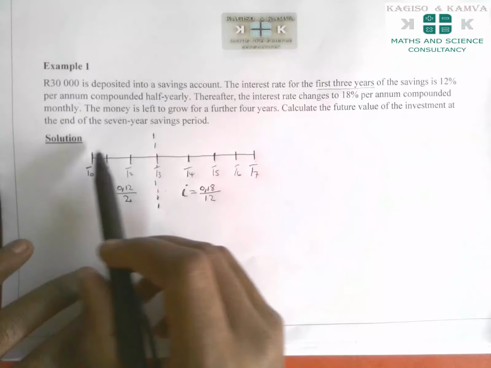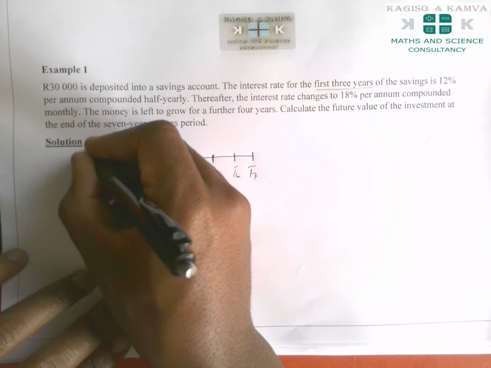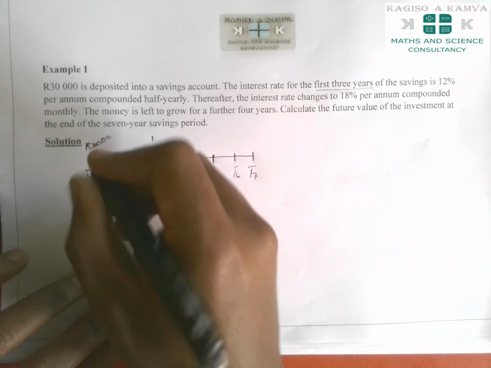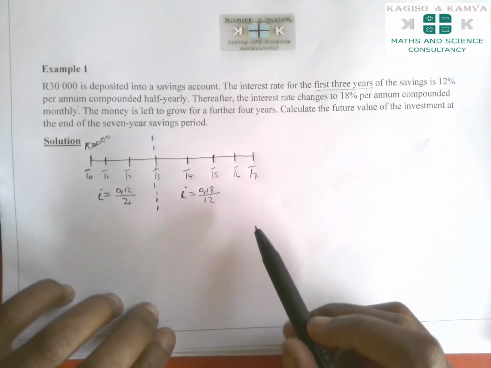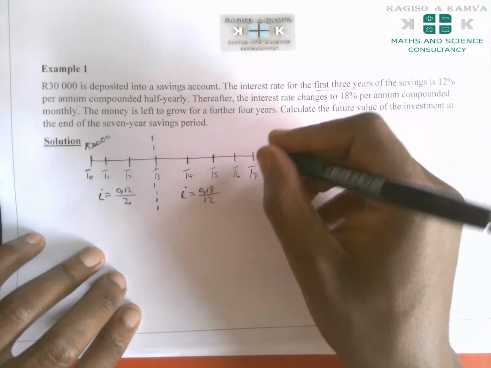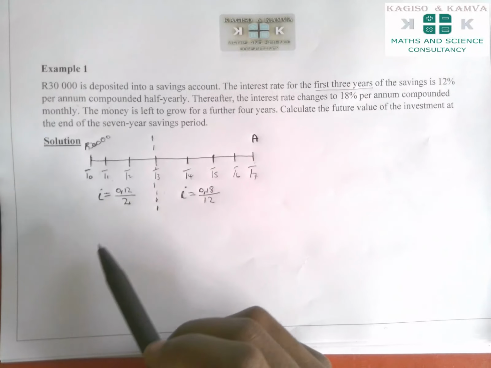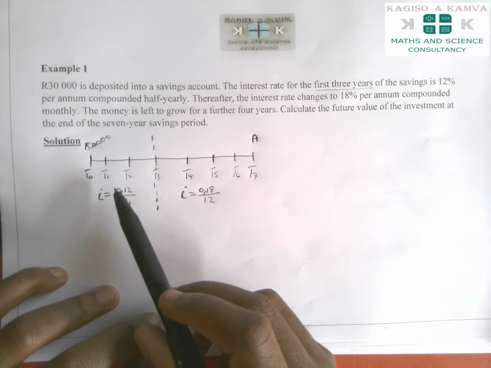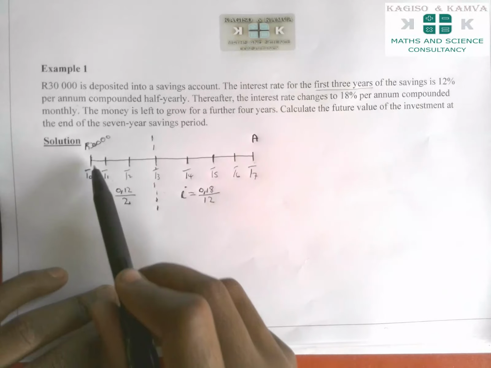Okay, so the amount that was deposited is 30,000, so you start there. We started with 30,000 here. So what happens if the interest rate changes? Here we're trying to get A. As we were doing, if we are looking for A, the exponent is positive, because the movement on the timeline is from left to right.